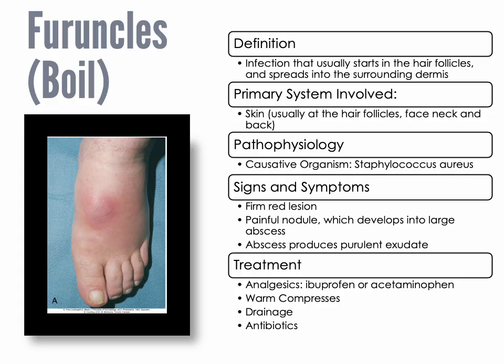So the first one we'll talk about is called a furuncle, or a boil. This is where you normally have a pocket of tissue that is red and firm. It's a nodule, and it normally turns into an abscess that has purulent drainage, or purulent exudate. You can have all kinds of causative organisms, but the one that we will stress here is Staphylococcus aureus. Normally the skin at the hair follicles is most affected, but you can get these on the face, neck, and back, especially if there's hair there. It normally spreads inside of the dermis, so it doesn't affect the epidermal layers. It goes down into that dermal layer.